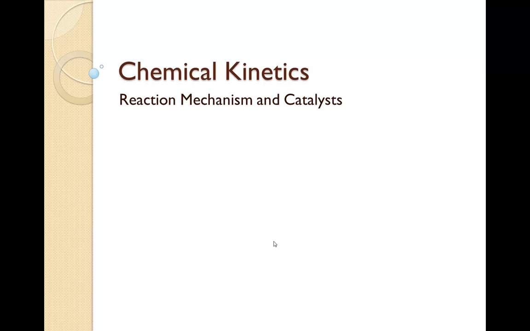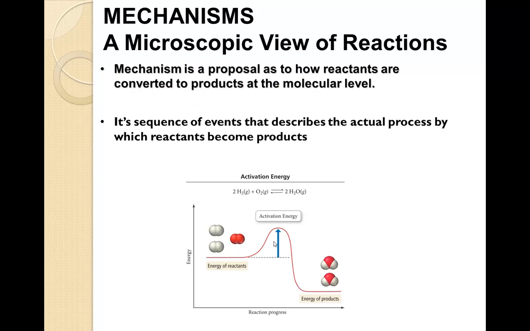In this tutorial, we will be discussing mechanisms and catalysts. A mechanism is a proposal as to how reactants are converted to products at the molecular level. It's a sequence of events that describe the actual process by which the reactants become products. So we know we're starting here and we're ending here. The mechanism is something that explains what's going on here.